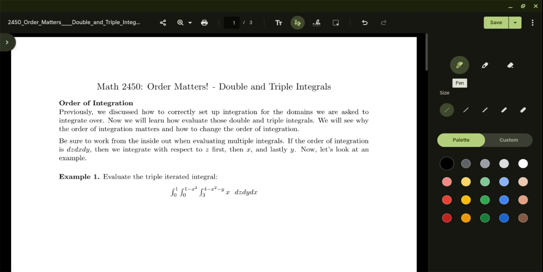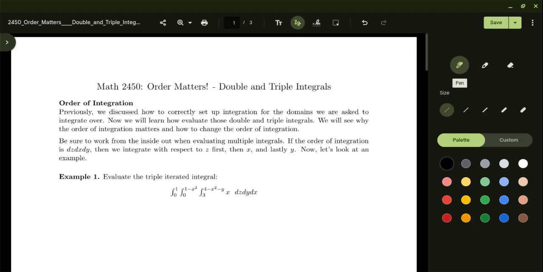One thing that we're going to explore is why order of integration matters and how we can change the order of integration so that it makes some problems more manageable, or even actually possible, compared with the order of integration that we have.